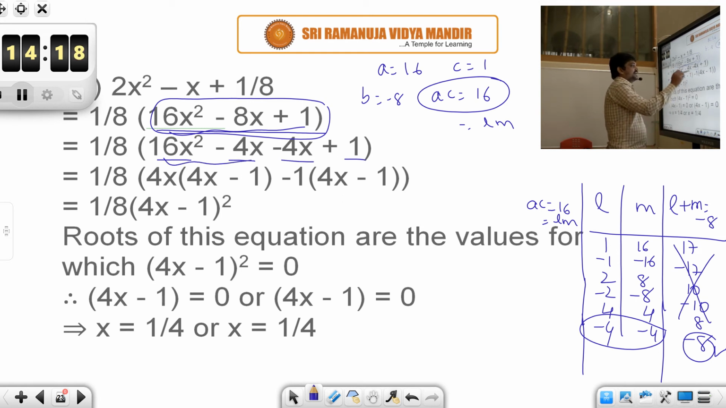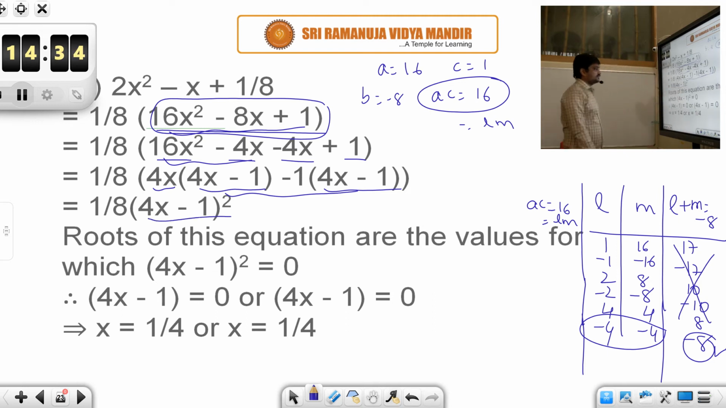Now take common. 4x you could take common, so you will be left with 4x minus 1. And here take minus 1 common, you will be again left with 4x minus 1. Now from these two take 4x minus 1 as common, so you will be left with 4x minus 1. So it is 4x minus 1 whole square. So roots of this equation are the values for which 4x minus 1 whole square is equal to 0.